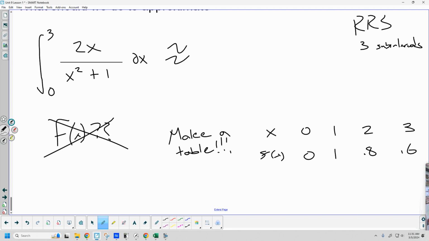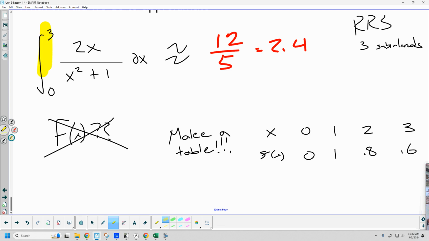You get it? 2.4? 12/5? Or 2.4? Cool? Now, do me a favor, if you have your calculator, go ahead and type this into your calculator.